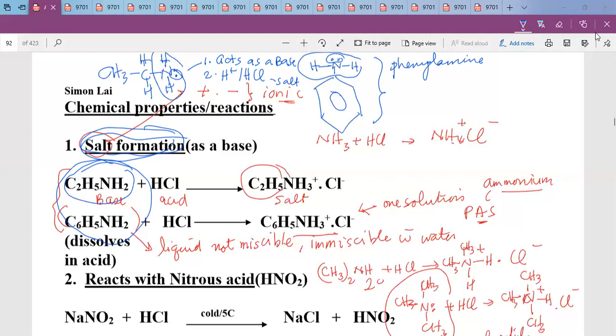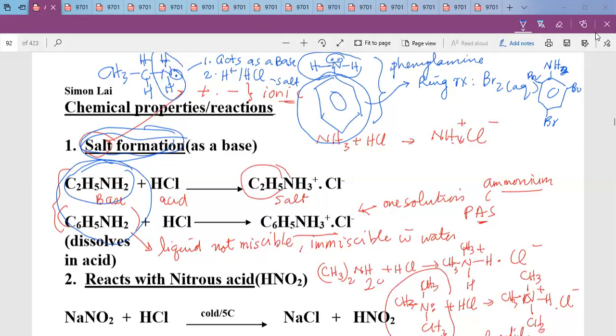Firstly, we have the ring reaction. Here you can have the ring reaction with aqueous bromine, Br2 aqueous, where you will get a white precipitate, which we did that day. You get tribromophenylamine, which is the white precipitate. So instead of the H, you get 3 bromine substituted here. Now this is the ring reaction.